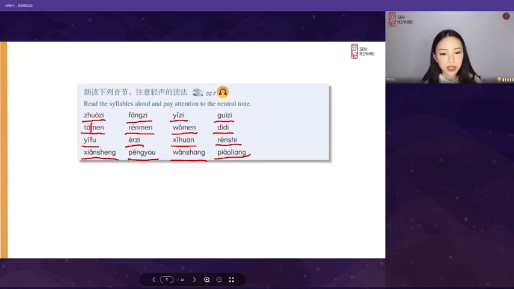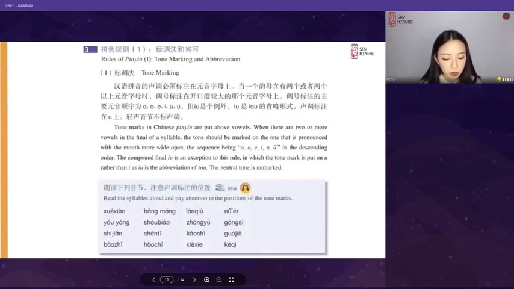Very good, very good. These are how to read the neutral tone. Okay, now let's move on to our next part, the rules of pinyin. First, we are going to learn the tone marking rules. So actually, every time we see a pinyin, we can see there is a tone mark on it. But where should we put the tone mark on it? So that's why we are going to learn the rules.